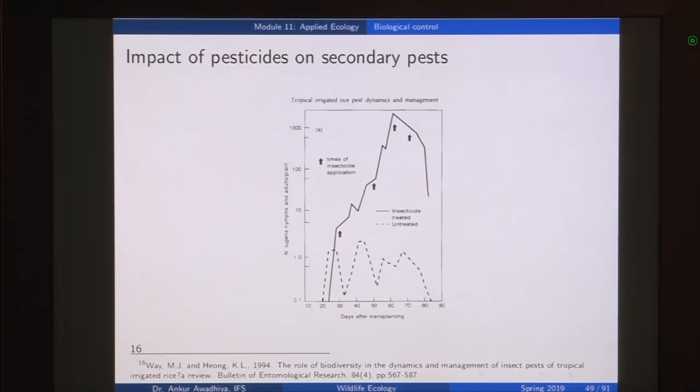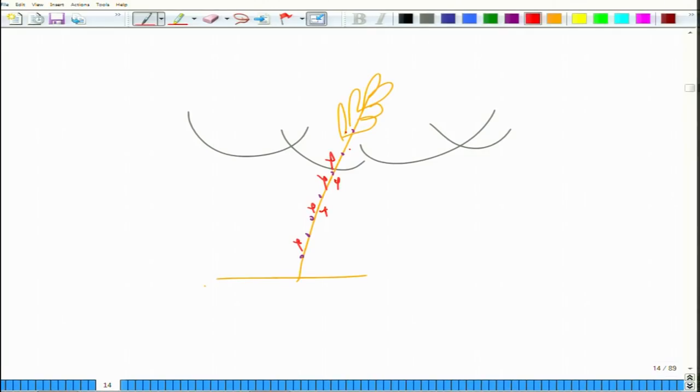The other thing, especially in the case of this particular secondary pest, is that when you are killing off your primary pest, you also kill off those predators. So, in this particular area, you will also have some predators. Let us say that these are the spiders. Now, these spiders feed on this purple colored secondary pest and keep their population in check. It is possible that when you are spraying your pesticide, along with your primary pest, you also kill off these spiders, which were again predators.